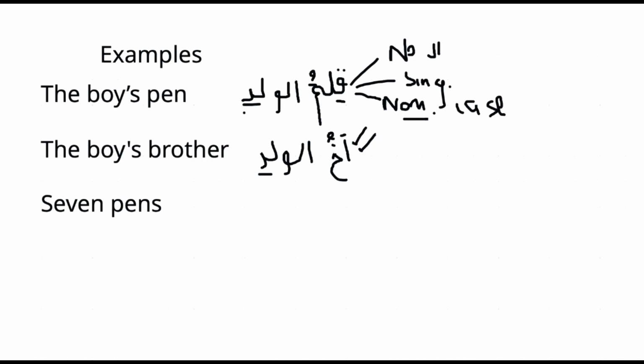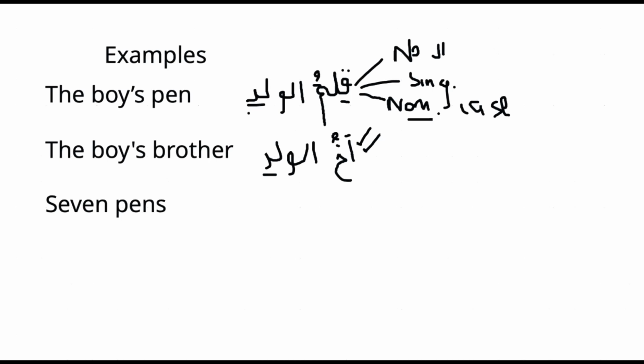Now with the last one, this is where the counting rule plays a very important role. So you have seven pens. That's sab'a, and pens is aqlam. So sab'a aqlam. Let's apply the rules now. Sab'a should be singular, so it qualifies. Second, it shouldn't have alif or lam, and it doesn't, so it qualifies. Third, it should be in the nominative case.